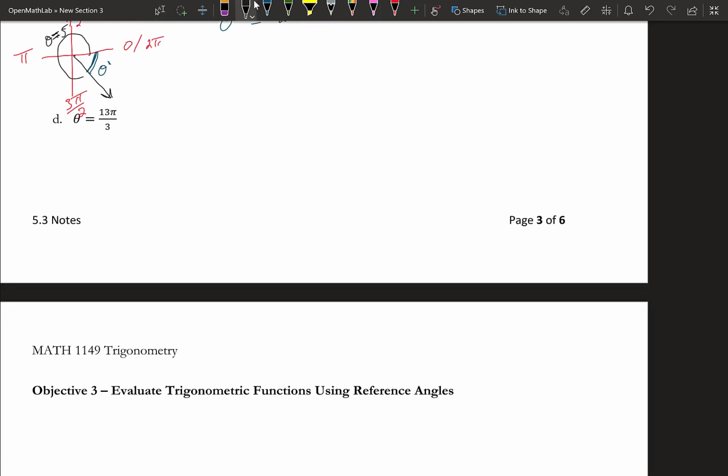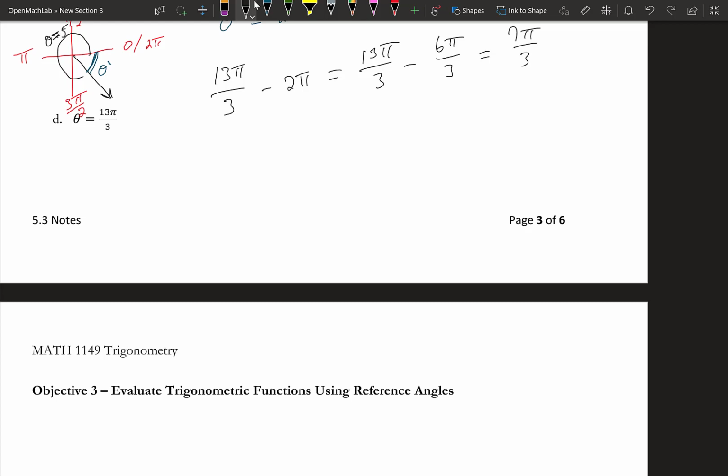So then the last part here, we have theta equals 13 pi over 3. So again, that's bigger than 2 pi, so we might start by getting a coterminal angle to that, rather than having all of those rotations, right? So then 13 pi over 3, right, we can subtract off 2 pi, which would be 13 pi over 3 minus, we need a common denominator, so multiply top and bottom by 3, so that would be 6 pi over 3. That would get me to 7 pi over 3.